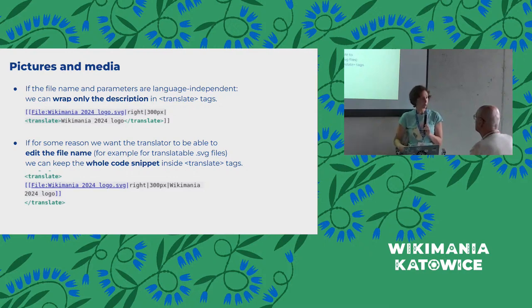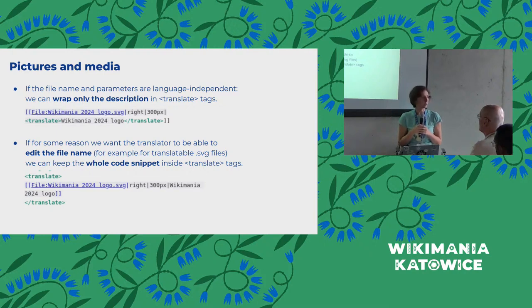All right, and then we also have the case of pictures or other media. And here we have the same question. What are the parts that we need a translator to translate, and what are the parts that they should probably not touch? And it's better that way. Usually the title of the file, we don't need to touch it. Usually, not always. And so we can just wrap the description or the accessibility, how do you call it? The alt text, exactly, if we want that to be translated as well. So these are the parts that we may want to translate, but the rest we don't want to.